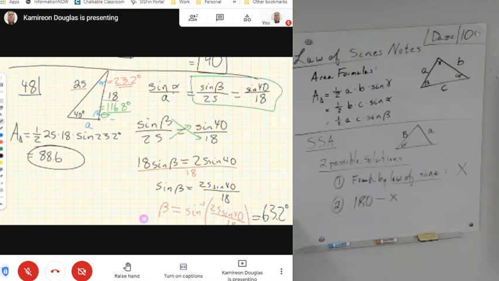So, notice how I had to use the law of sines to figure out a missing piece so I could use the easy formula. I had to use a different setup, a different process just to find the piece I needed so I could plug in that nice simple formula. A couple of the problems in the homework have this trick to them.